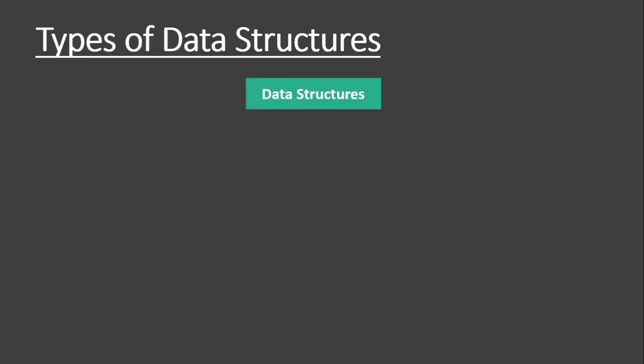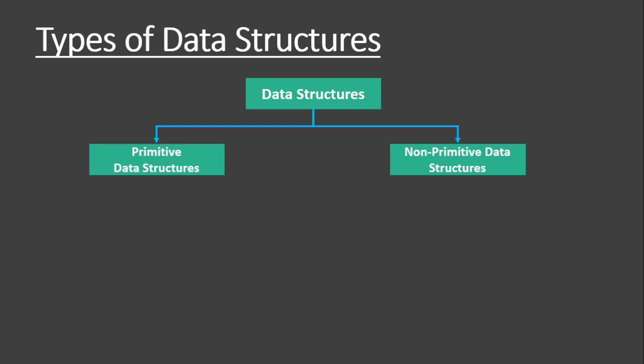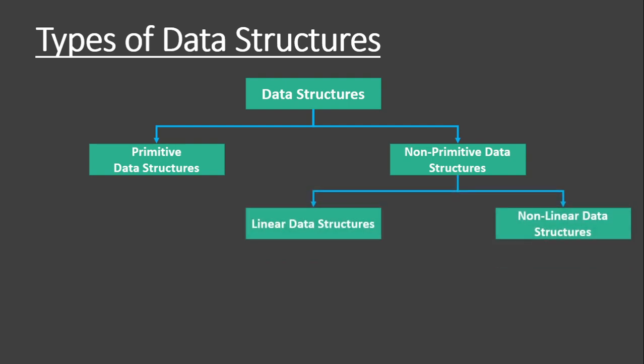Data structures are classified into two types. One is primitive and the other is non-primitive data structures. Non-primitive data structures are again classified into two: linear data structures and non-linear data structures. Some examples of primitive data structures are int, char, float and double.